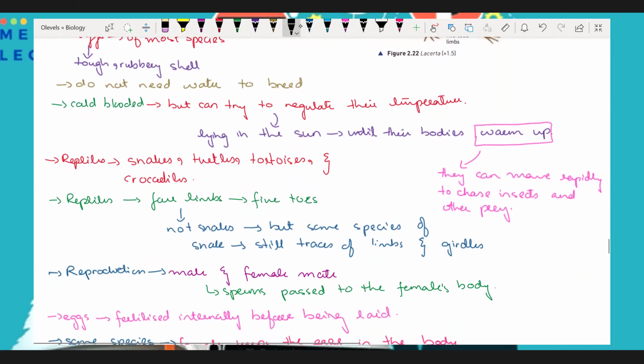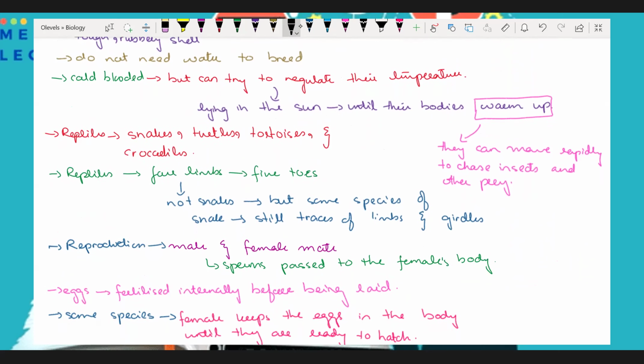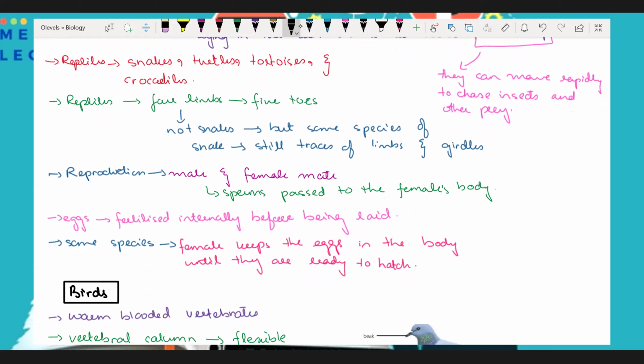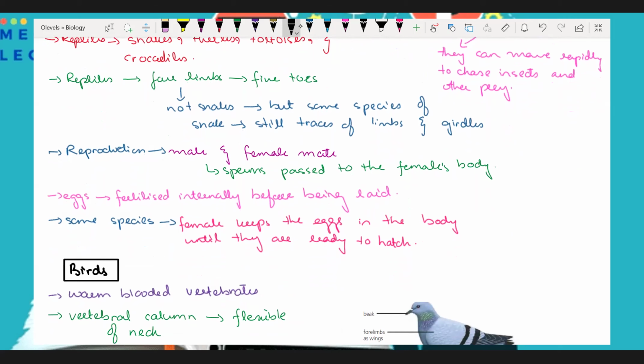And reptiles also have four limbs. In the case of snakes, we know that most snakes do not have limbs, but there are some species of snakes that still have some traces of limbs and girdles. In reproduction, the male and female mate, and the sperm is passed from the male body to the female's body, and their eggs are fertilized internally before being laid. So eggs are fertilized in the female body, and there are some species where the female keeps the egg in the body until they are ready to hatch, right?